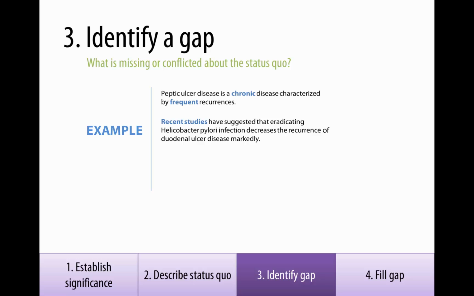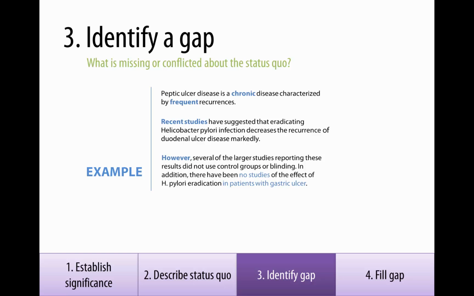What's missing in our understanding? What problems or questions still need to be answered? A gap in the current research adds conflict to the story. The audience now sees that the status quo is flawed or incomplete in some way.